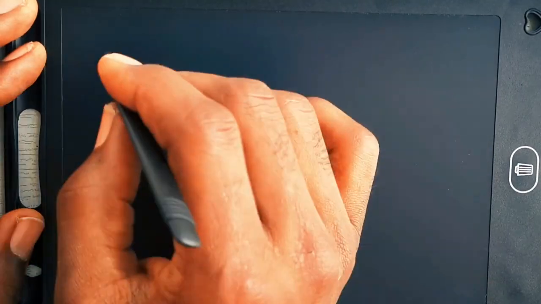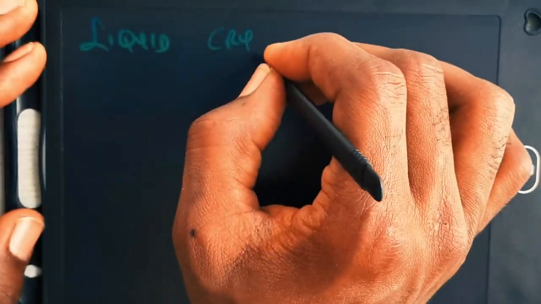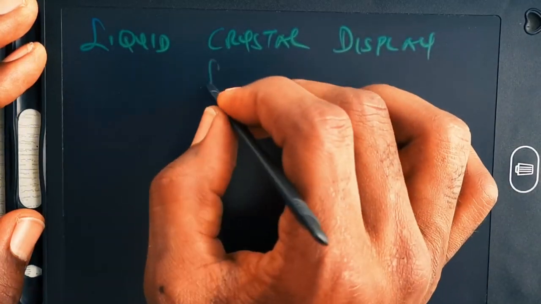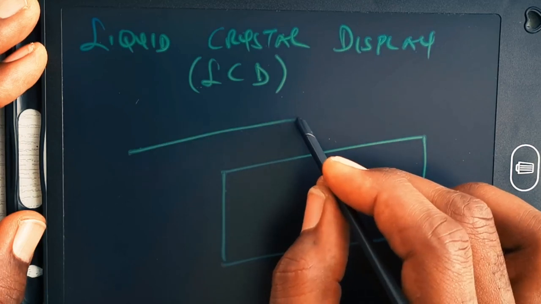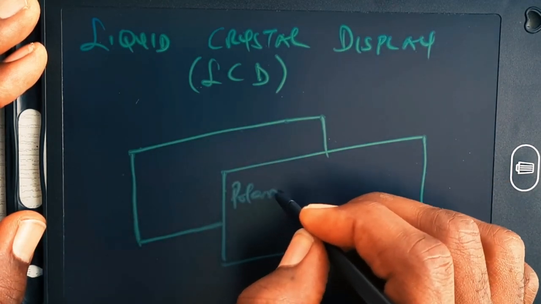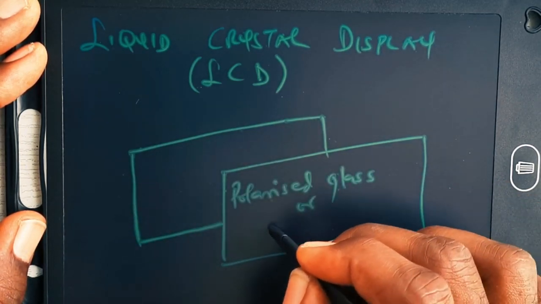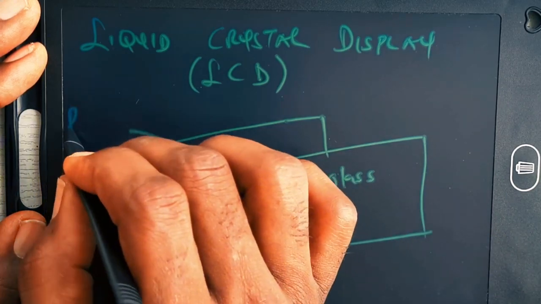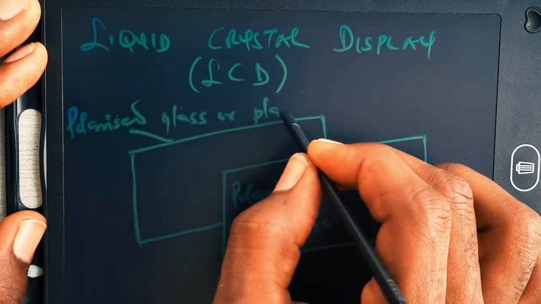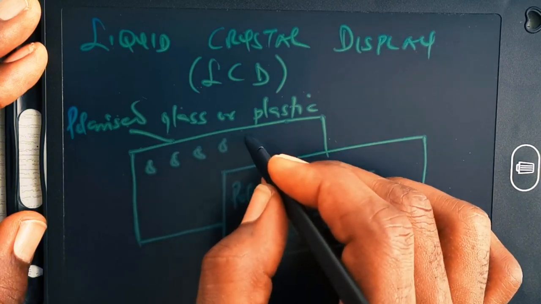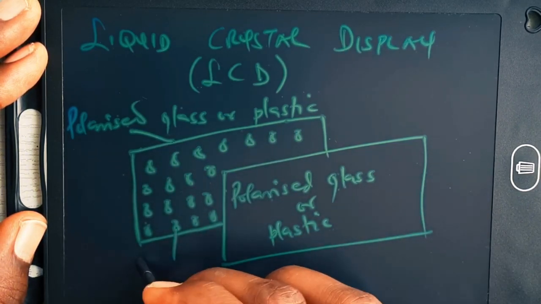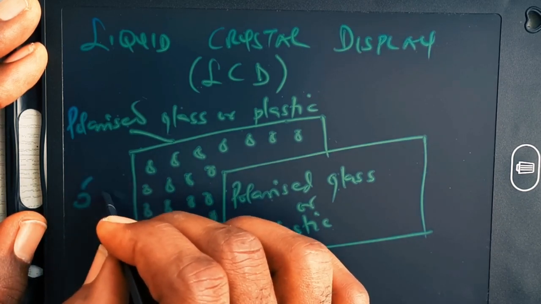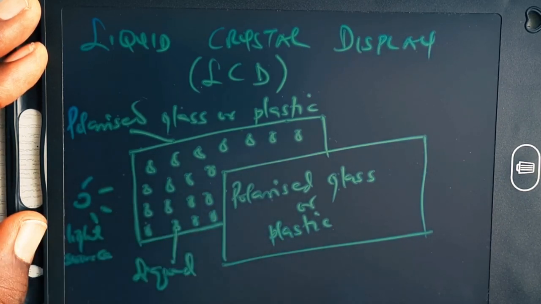Now, check this out. So, here's a rough sketch to help you get a better sense of how LCDs work. You have two sheets of polarized glass or plastic materials with pixels and very tiny transistors etched on one of them. Then you have liquid crystals that have properties of both liquids and solids. Then there's the light source, which can be both in front or behind the screen, which makes visible what appears on the screen.